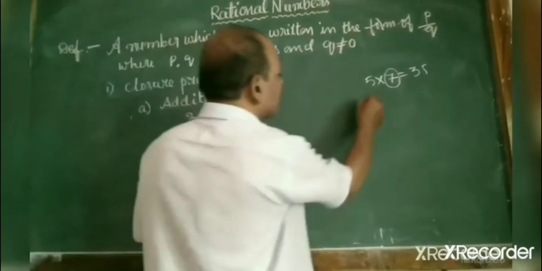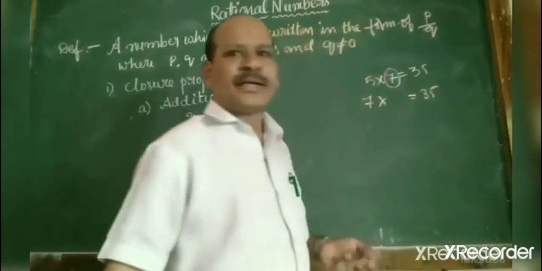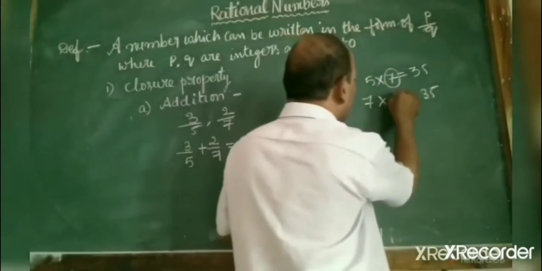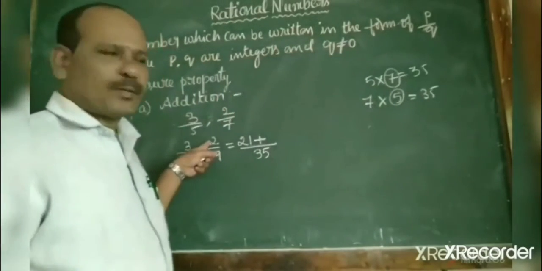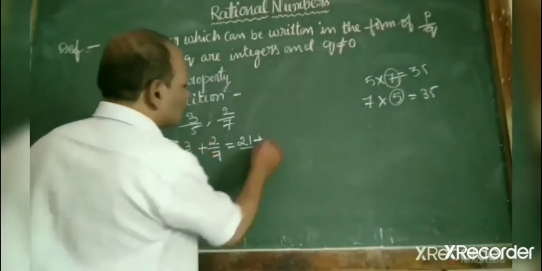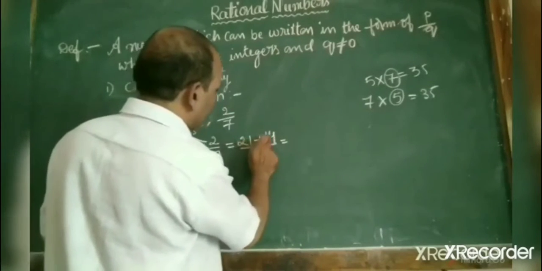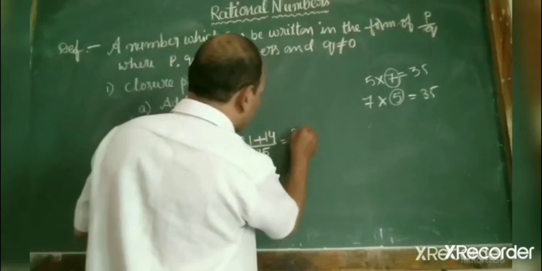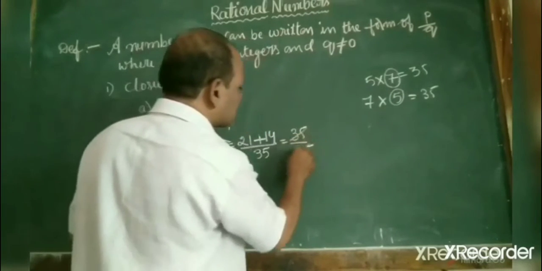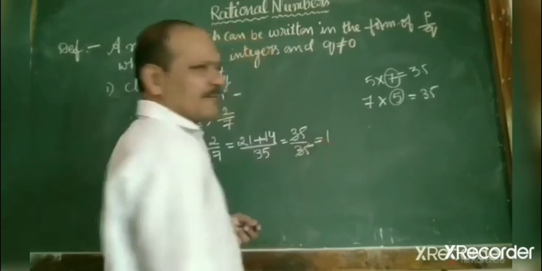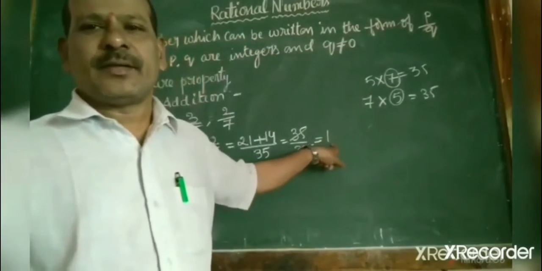Now check the second denominator with 35. 7, how many times in 35? 7 into 5 is 35. This 5 is multiplied with the second fraction's numerator, 5 into 2, that is 10. 7 into 2, that is 14. Final answer is 21 plus 14, that is 35 by 35. After cancellation, the result is 1. It is also a rational number.